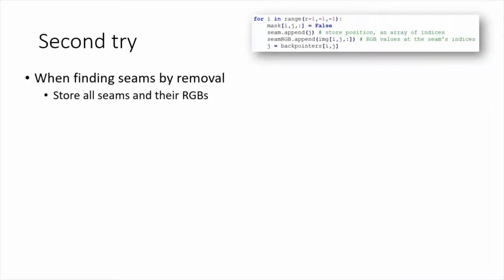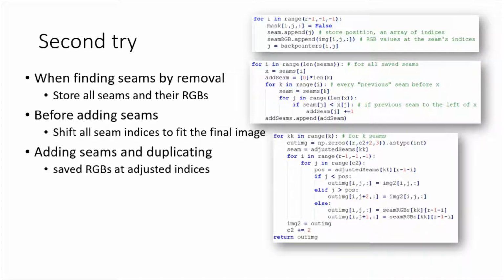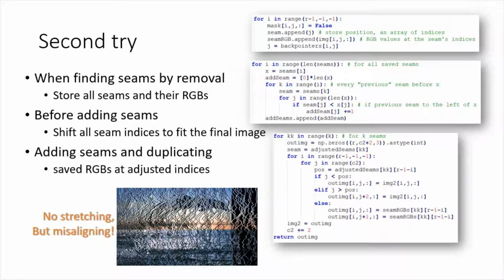Trying to resolve this issue, I stored all seams and their colors when finding them by removal. Before adding them, I also shifted all indices to fit the final image. Then I plugged in the saved RGB values to the corresponding indices seam by seam. The good news is that seams don't overlap anymore. While the bad news is the seams started misaligning, exposing the black background.